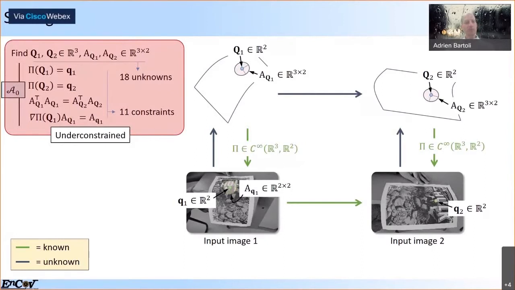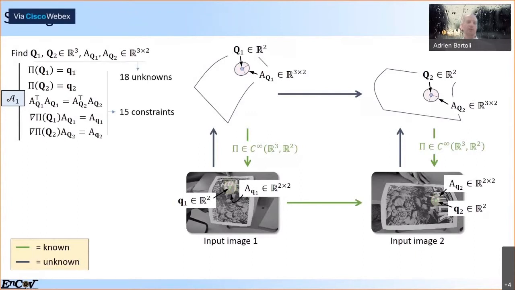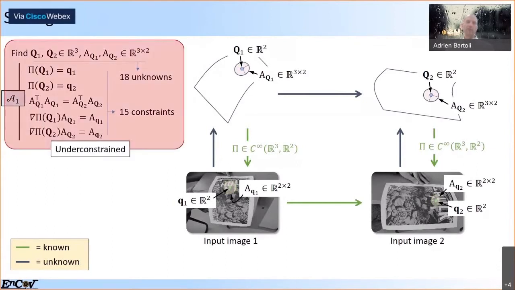So we keep modeling and adding constraints. We introduce the local differential structure in the second image, A2, around the second point, and we introduce the constraint that the corresponding 3D local differential structure projects to this one in the image. So now we can count 18 unknowns, 15 constraints, so we can still not solve.